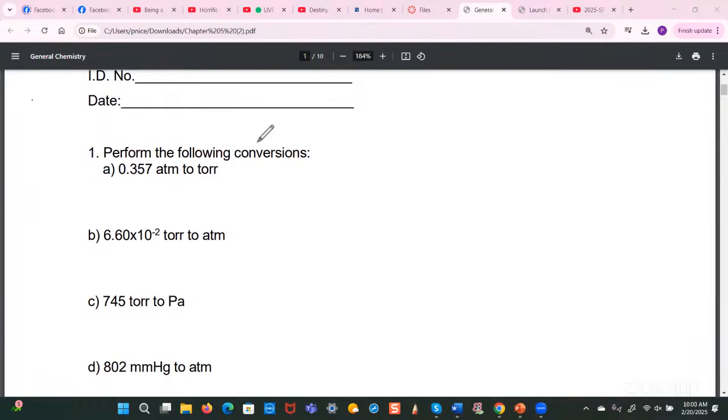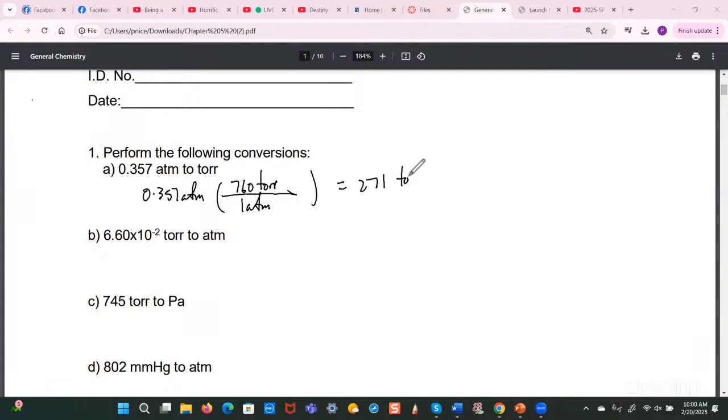They gave you 0.357 atmospheres. So what would you multiply this by in order to convert from atmospheres to torr? 760. Exactly, 760 torr over 1 atmosphere. And so that's 0.357 multiplied by 760. So according to my calculation, this works out to equal 271.